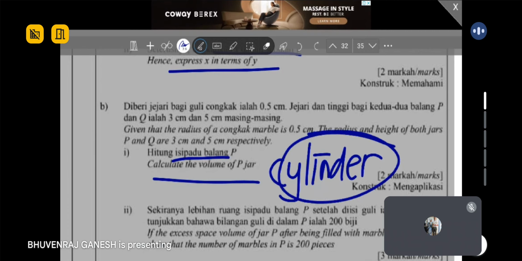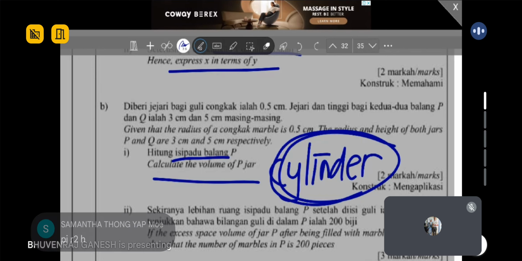Okay? So may I know what is the volume of cylinder, guys? Anyone? Isi padu cylinder formula. Kena ingat. You must remember. Especially those take at maths. Sesiapa ambil matematik tambahan kat sini, kena ingat rumus untuk isi padu cylinder. Yes. Okay, the answer is pi r square h, guys.